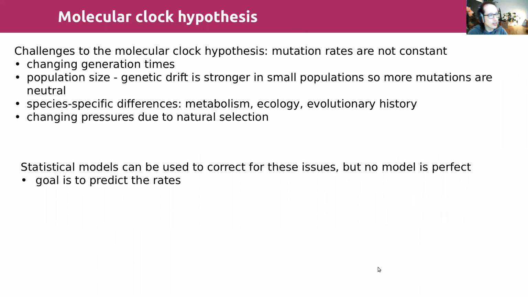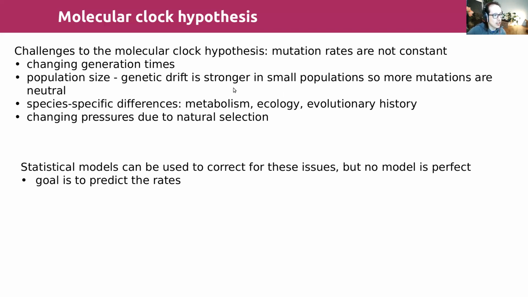There are a number of challenges to this molecular clock hypothesis. The main idea is that mutation rates are not constant. They tend to fluctuate, at least, and they can change with things like generation times. For example, my generation tends to have children at a later age than my grandparents' generation. So this can skew the perception of time if you're looking at data that's varying only by generation.